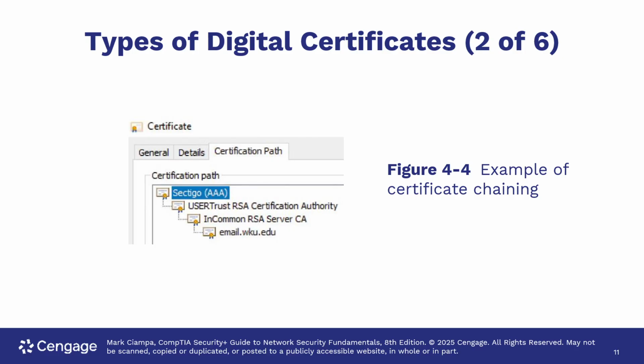So here's an example. You can see in the certificate you have Sectigo AAA, USERTrust RSA Certification Authority, then the InCommon RSA Server CA, and email wku.edu.